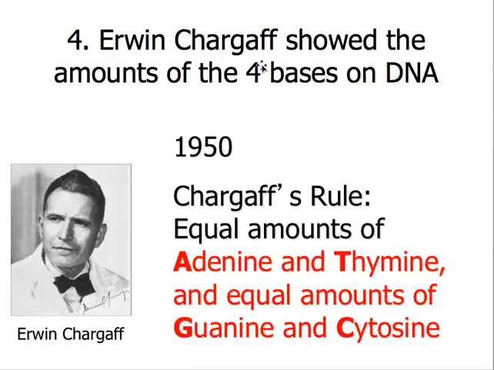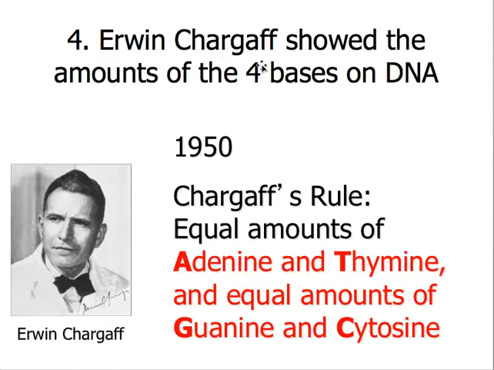Our next scientist is Erwin Chargaff. He figured out that we have 4 different bases in DNA. This is called Chargaff's rules. So we have equal amounts of adenine and thymine, and equal amounts of guanine and cytosine. So I don't have the ability right now to do this, but one of the things you need to remember is that A equals T and C equals G.